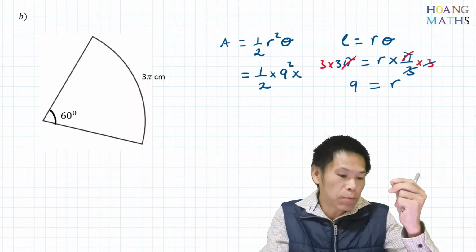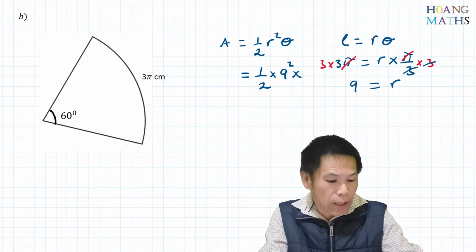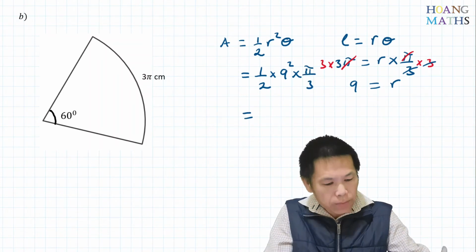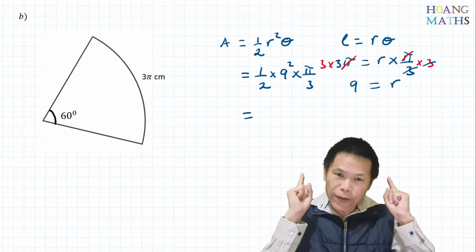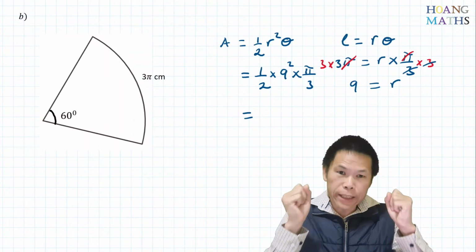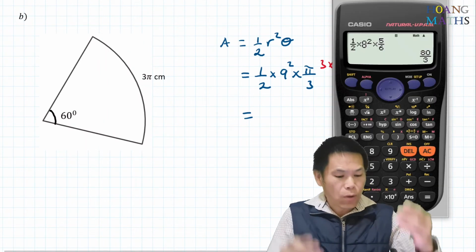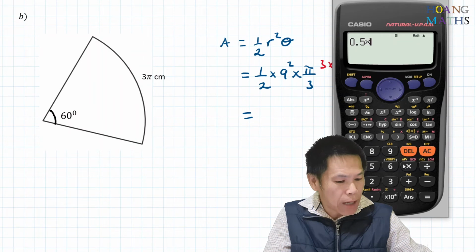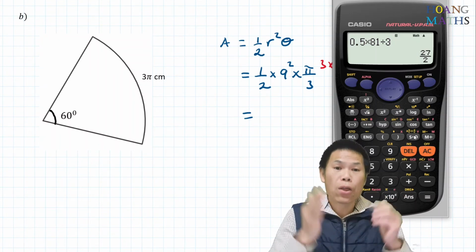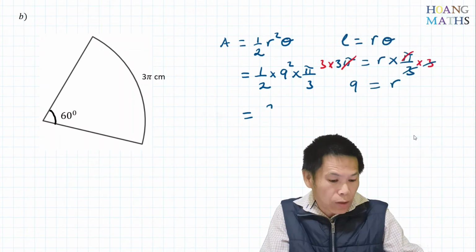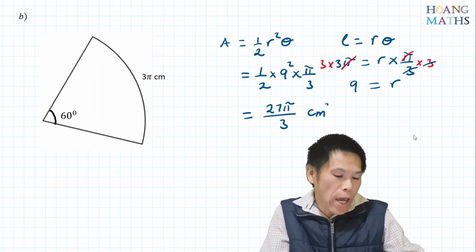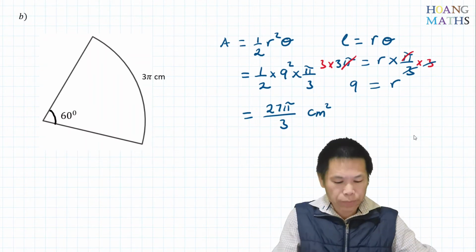So the angle theta is pi over 3. We already worked that out. Now we just put that in a calculator, but because we want the exact answer, we put a half times 81 divided by 3. Or I can just go 0.5 times 81 divided by 3, equal, shift SD or S-D, so 27 pi over 3. And don't forget the units, okay? Square centimeters. There you go.